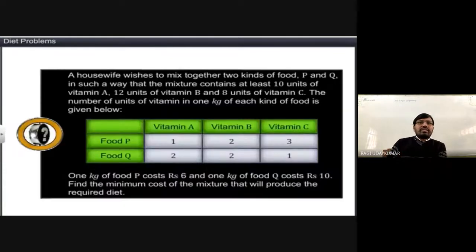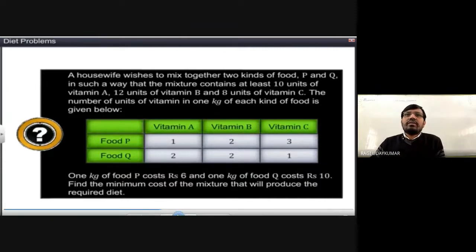So this type of problem is called a diet problem. A housewife wishes to mix together two kinds of food, P and Q, in such a way that the mixture contains at least 10 units of vitamin A, 12 units of vitamin B, and 8 units of vitamin C. At least means for vitamin A, 10 units or more can be used. At least 10, minimum 10 must be used of vitamin A. So 12 units of vitamin B, 8 units of vitamin C.